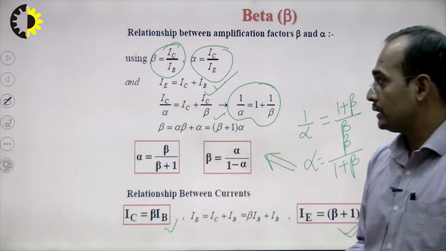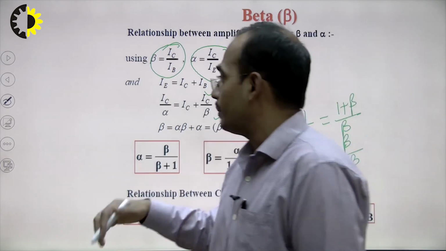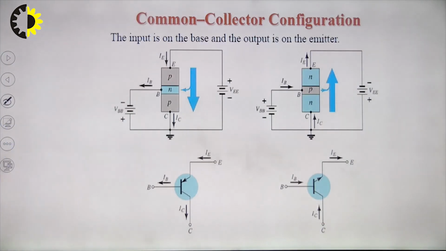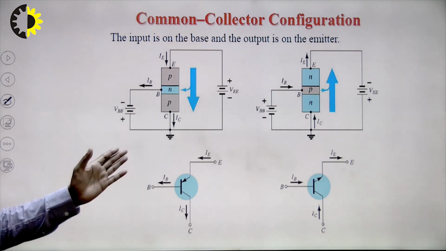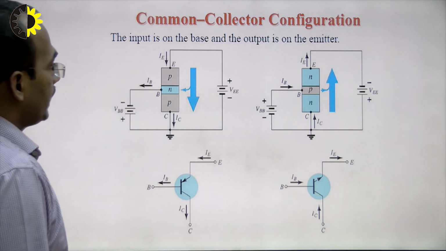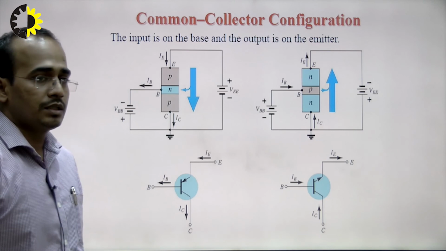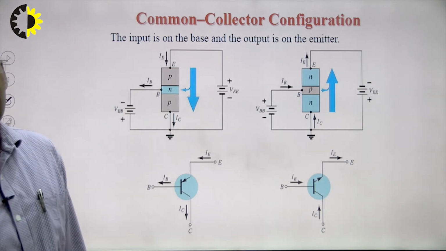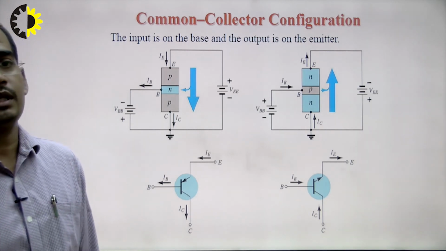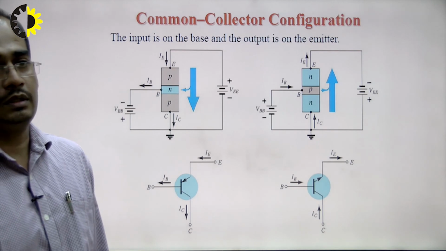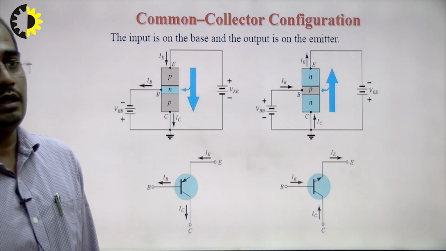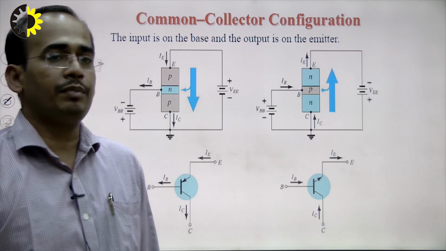Now, come to the next circuit, that is the common collector configuration. In this circuit, the collector terminal has been made common. I will consider that mode in which the transistor will operate in the active region, or the transistor will work as an amplifier.